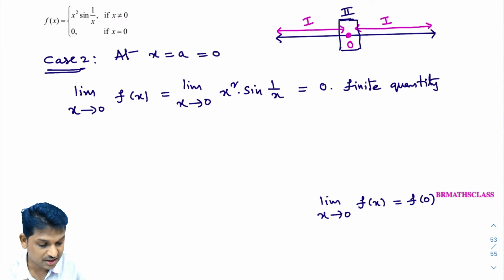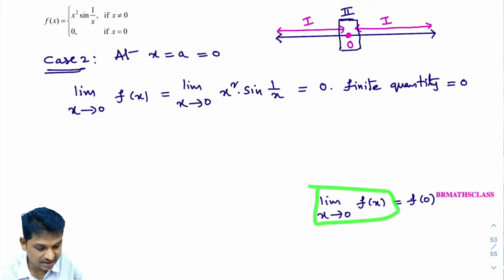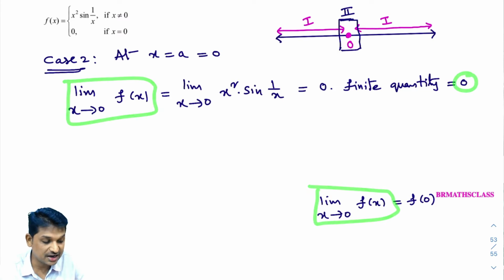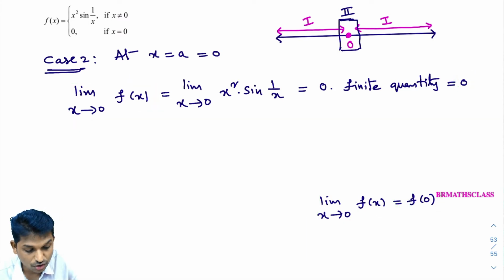It's a finite quantity. 0 into a finite quantity is what? 0. This is a little confusing part in this. That's it. Okay. What happened here? 0 into a finite quantity is 0. I calculated this limit and I got 0. Now what to calculate? I need to calculate f of 0.